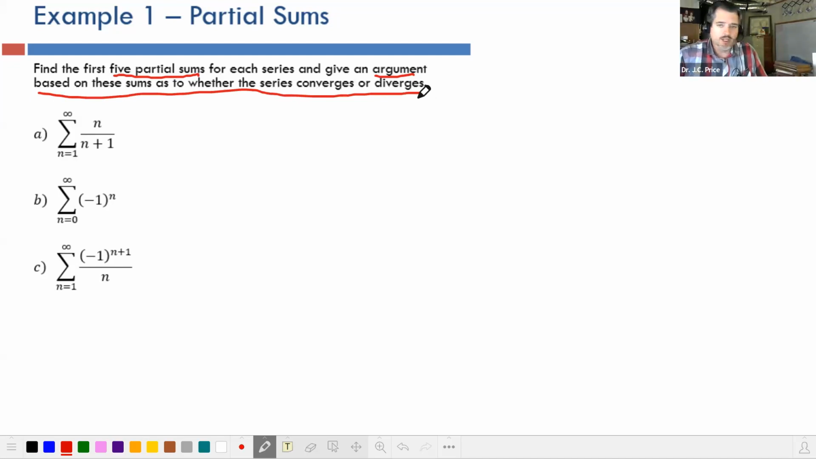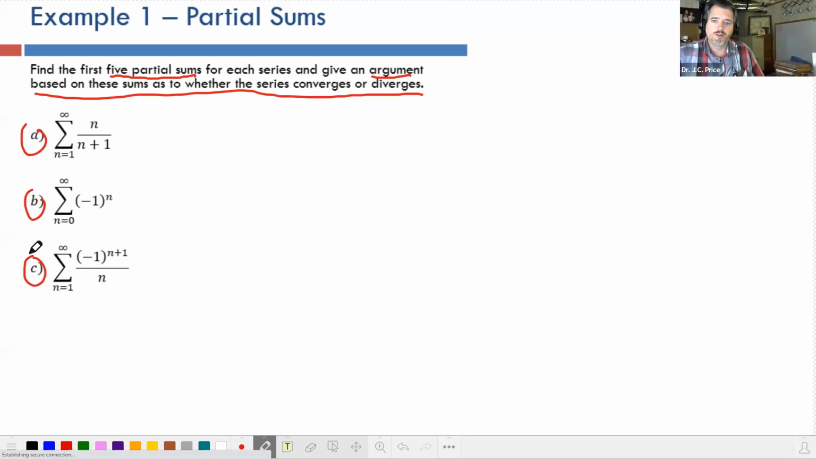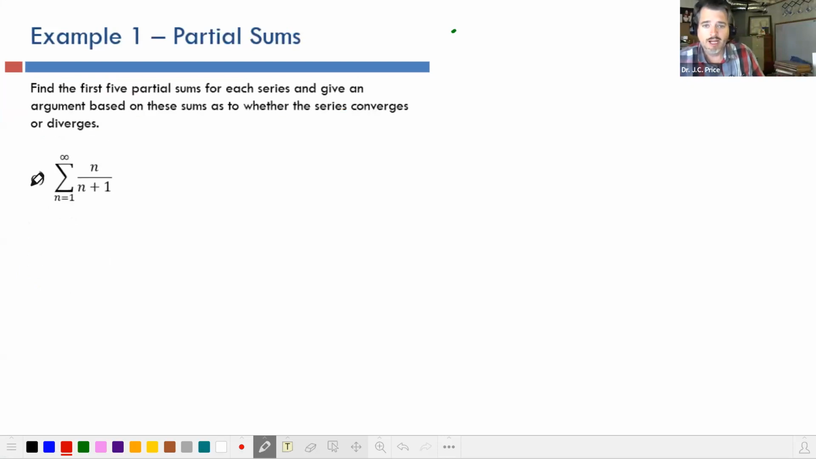Here are the 3 series we're going to do: A, B, and C. We're just going to do these one at a time. So let's take a look at this first series here. This is our series S, so I'm going to give it a name. Let's just look at the first 5 partial sums. So we have S sub 1, which is basically the first term of this infinite series. You just plug in 1, so you get 1 over 1 plus 1, which equals 1/2.